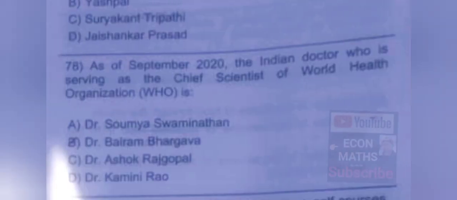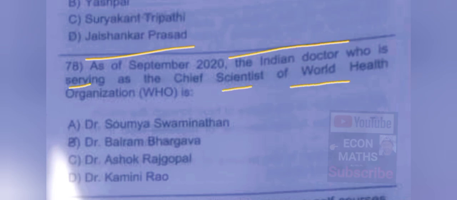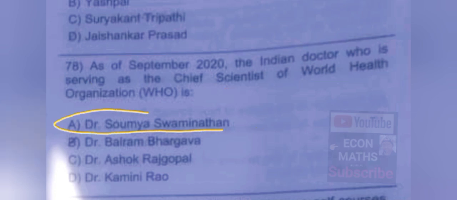Next question is, as of September 2020, the Indian doctor who is serving as the chief scientist of WHO is... the options are Dr. Soumya Swaminathan, Dr. Balram Bhargava, Dr. Ashok Rajgopal, and Dr. Kamini Rao. The correct option is the first option, that is Dr. Soumya Swaminathan.